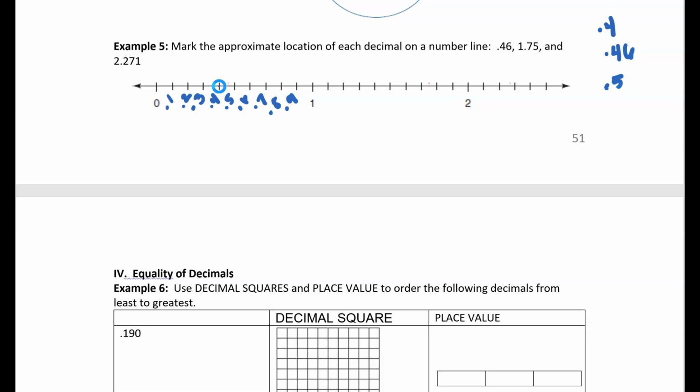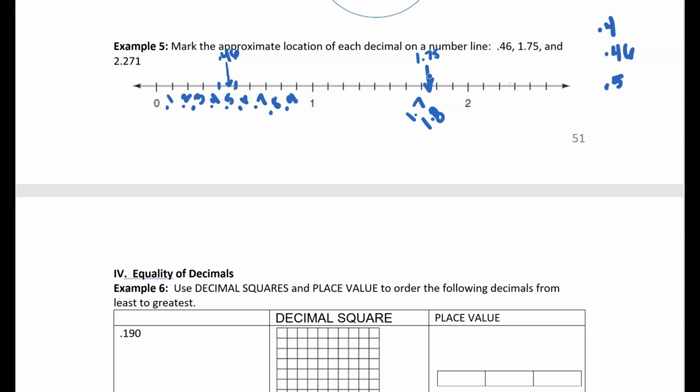So if I want to find 0.46, 0.46 is going to be between 0.4 and 0.5. So 0.4 is right here and 0.5 is right there. So 0.46 is going to be a little bit more than halfway. So I'm going to say it's about right there. Next, 1.75. So we've got 1.1, 1.2, 1.3, 1.4, 1.5, 1.6, 1.7, and then 1.8. So 1.75 would be halfway between those two.